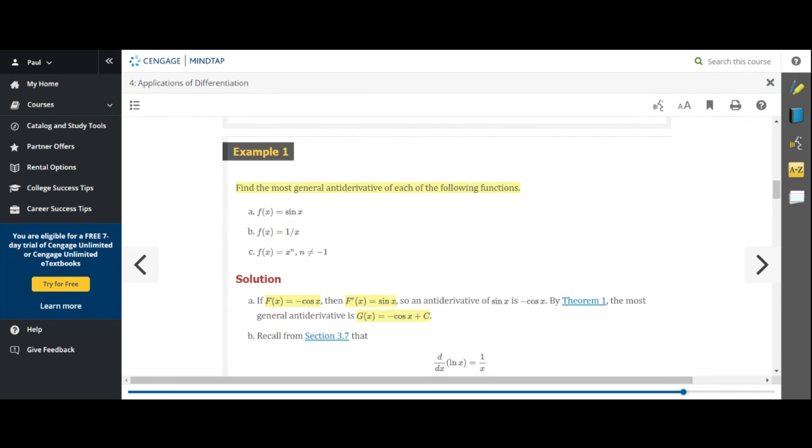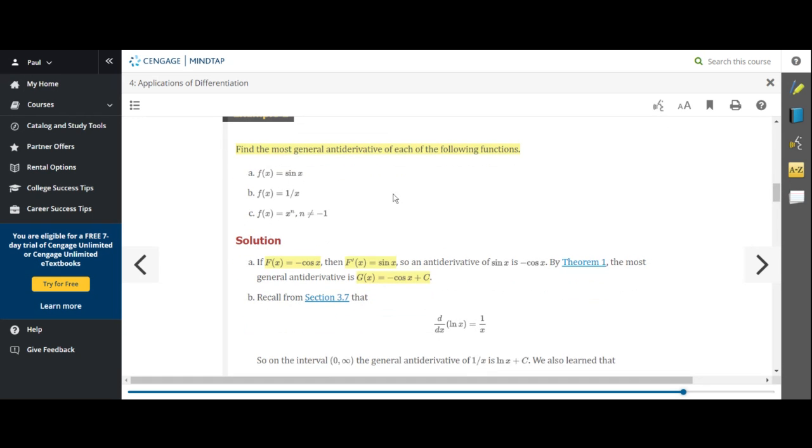Are there any questions on that? So what you're doing is you're going backwards, basically. You're used to taking a derivative of a function. Now you're going from the derivative back to the original function that you took the derivative of. It's exactly like going backwards.